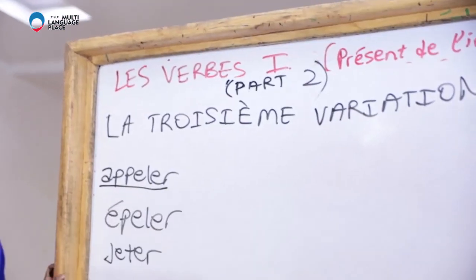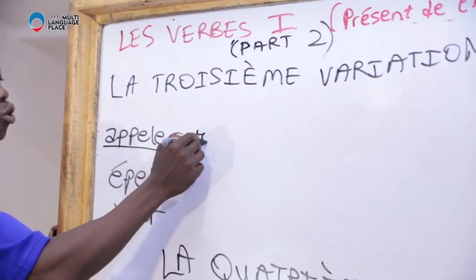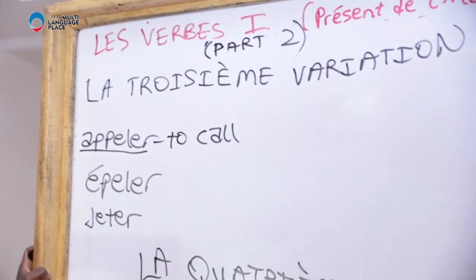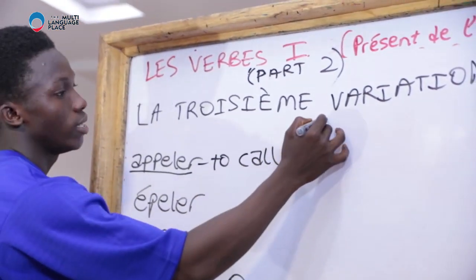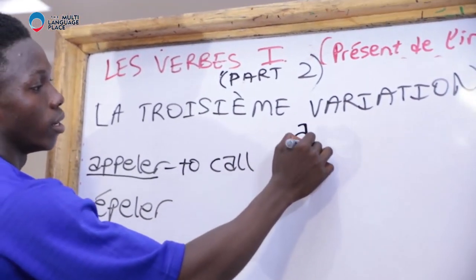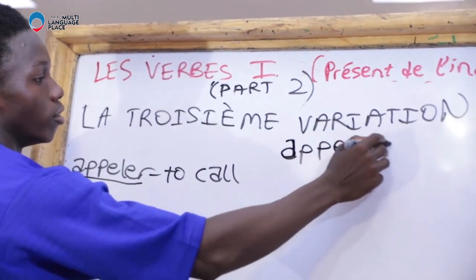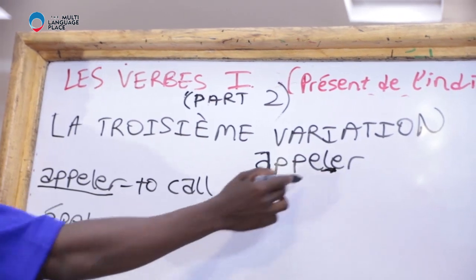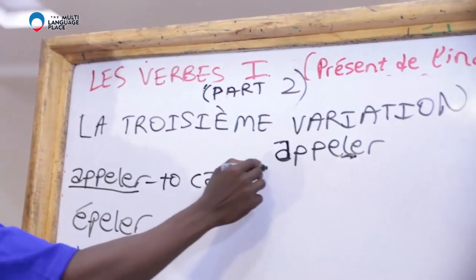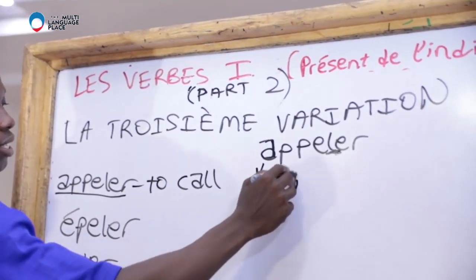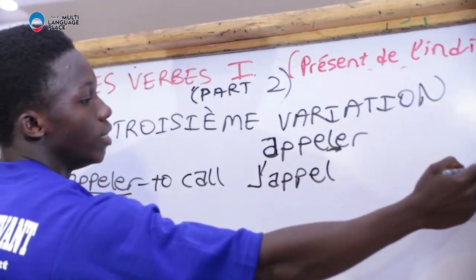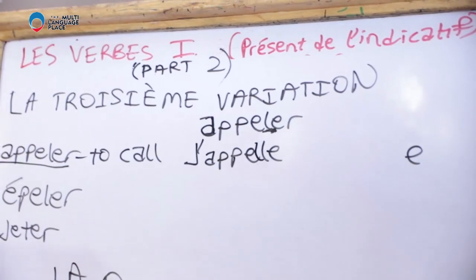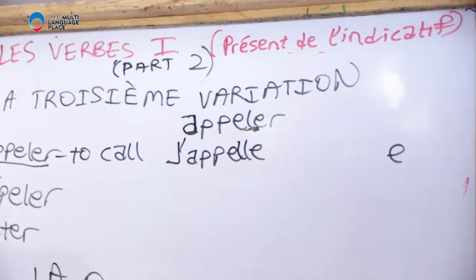Appeler. Appeler means to call. Now, to conjugate the verb appeler, you have to double these consonants. L. You have to double the L. Donc, you don't say j'appelle and add E for je. No, you double it. Donc, it becomes j'appelle.